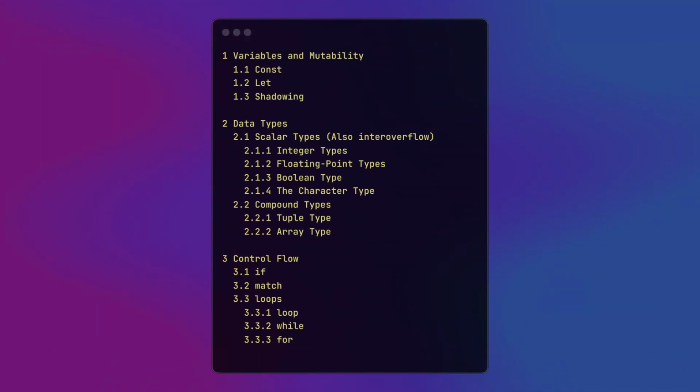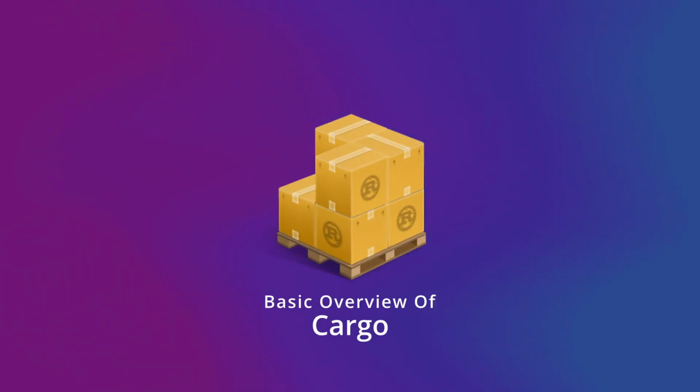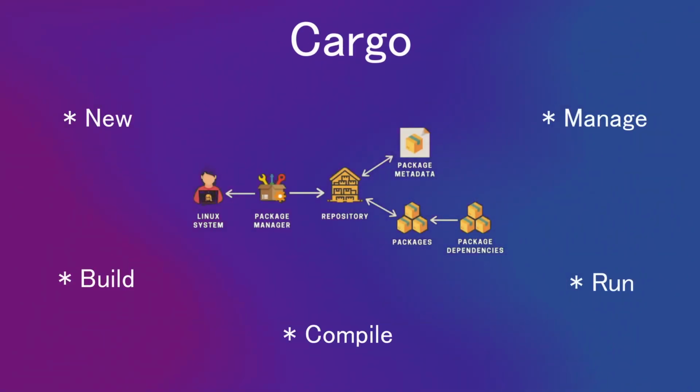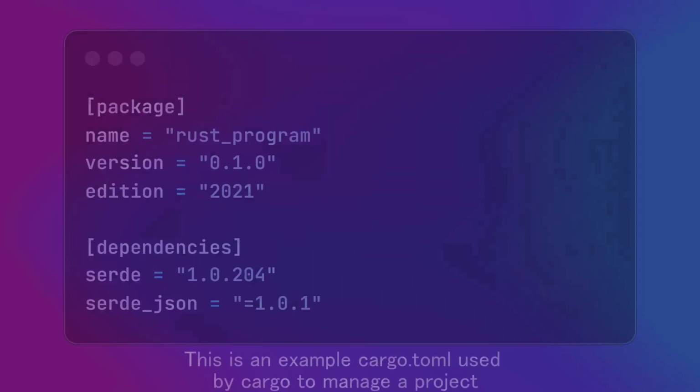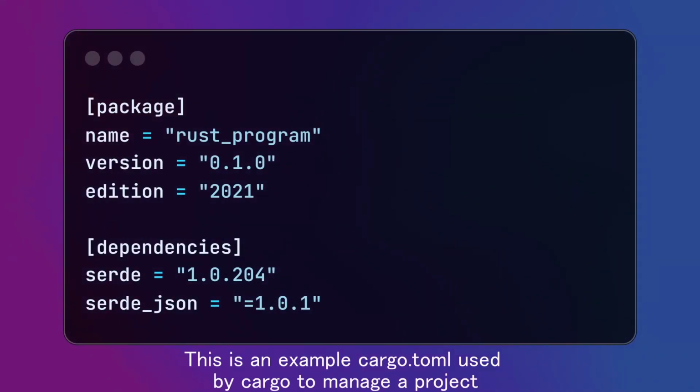But before, let's take a look at Cargo. Cargo is a package manager and a build system for Rust, and we will be using this tool to manage our Rust projects because it takes care of a lot of our tasks, such as building our code, downloading libraries that our code depends on, and setting up a new project.